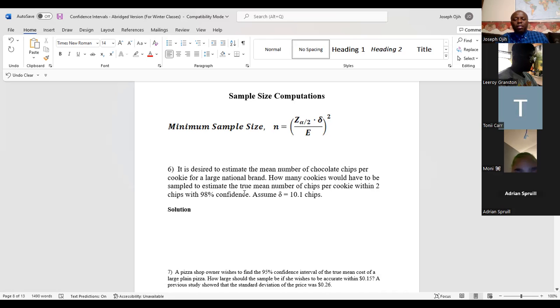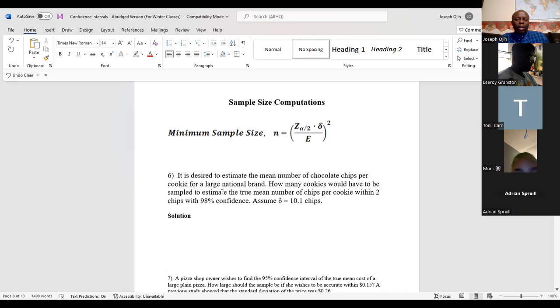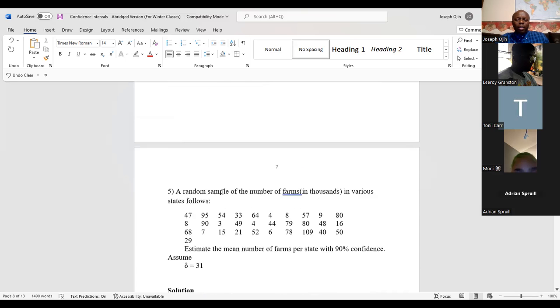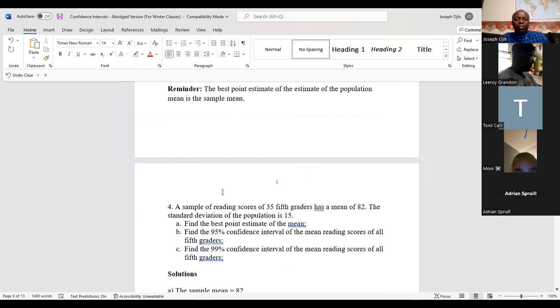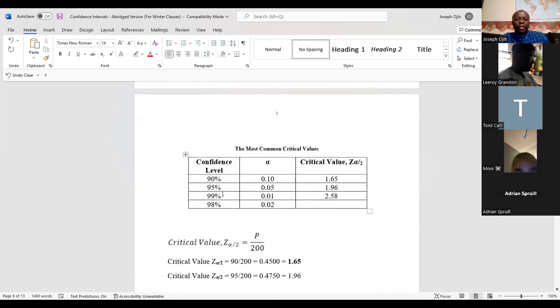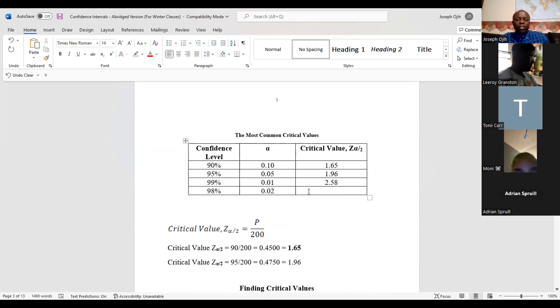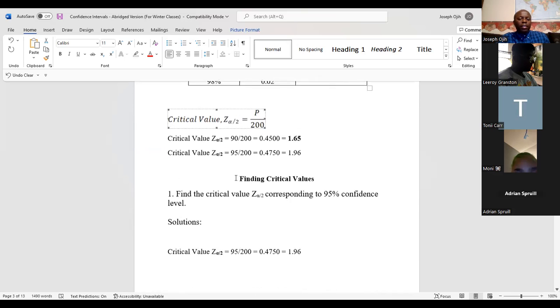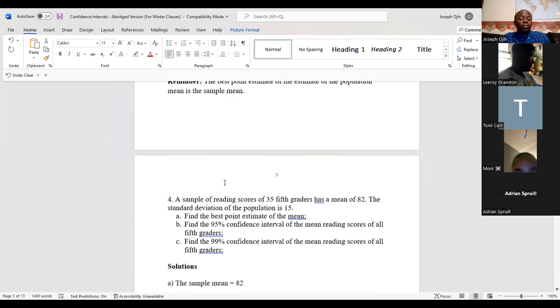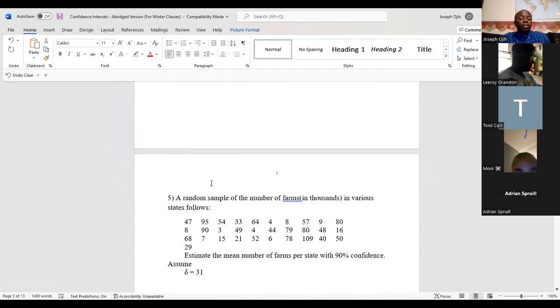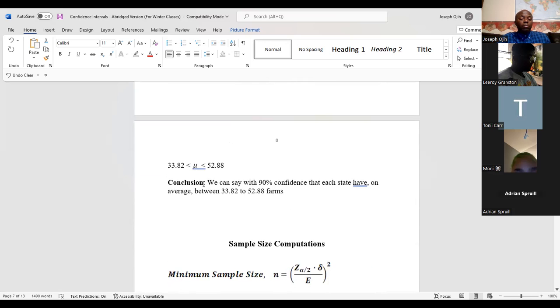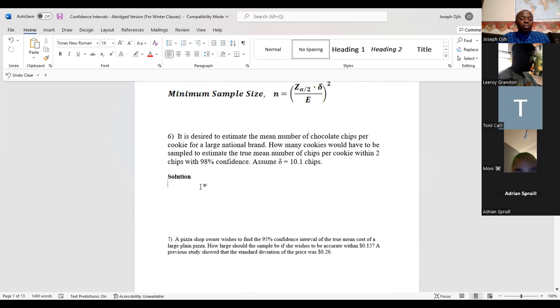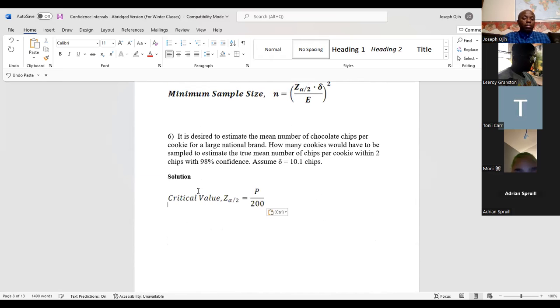In this case, it says 98% confidence. We don't have it in the table here, but if you don't have it on the table, we can estimate it. See, 98% we don't have here. We can estimate it using this formula here, P over 200. So let us find the critical value first of all. This is the formula we need to get it.